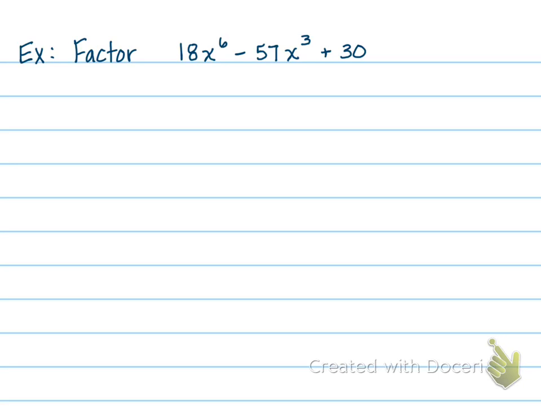Yes, GCF. And thank goodness it has one, because 18 times 30 is a really big number. But all three of these coefficients are divisible by 3, so I can factor a 3 out. So we have 3 times 6x to the 6th minus 19, just kidding, x to the 3rd plus 10.